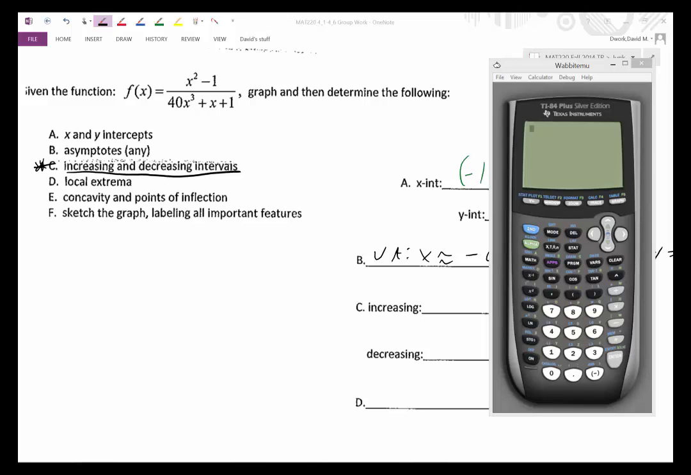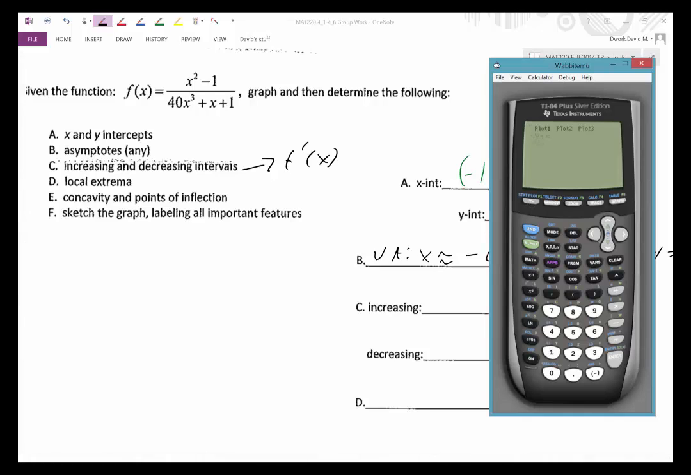In this video, we're going to talk about finding increasing and decreasing intervals. How we're going to approach that is very similar to how we would do it by hand. When we do an increasing and decreasing interval by hand, we need our first derivative. So we're going to use the calculator to help us do that.